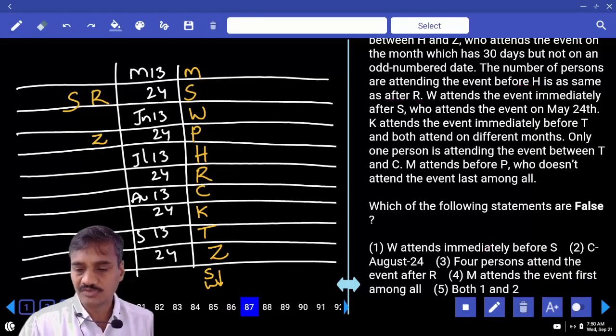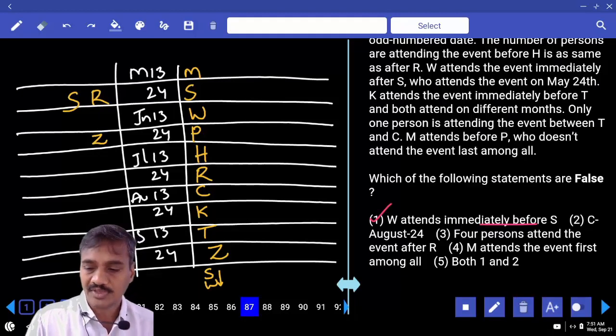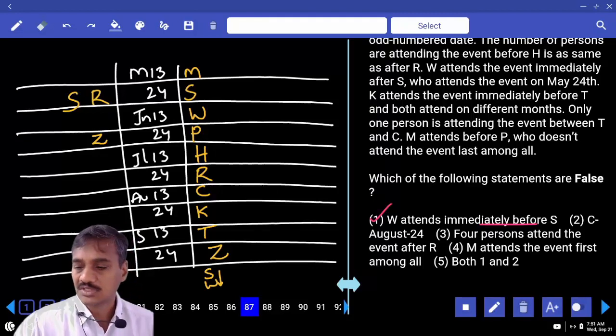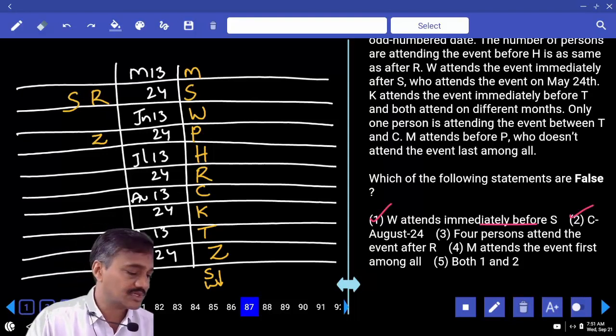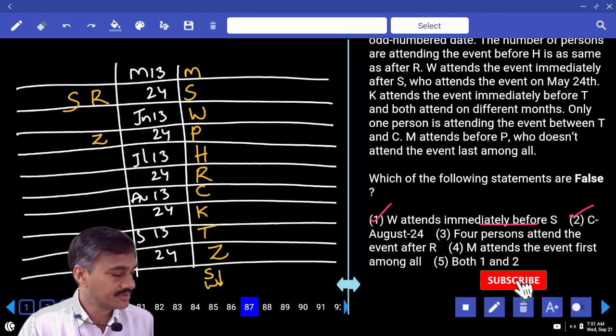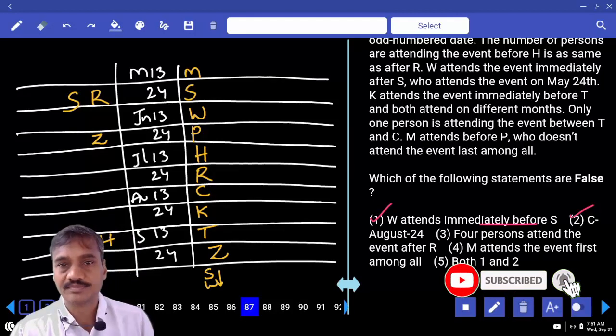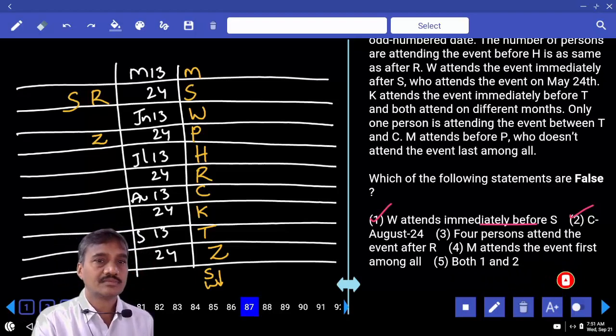And next one: which of the following statements are false? W attends immediately before S. W is immediately after S, so immediately before S is definitely false. Then next one, C attends on August 24th, that is again false. Hence both 1 and 2, choice 5, question number 87. Now this is about paper number 255. Clear?